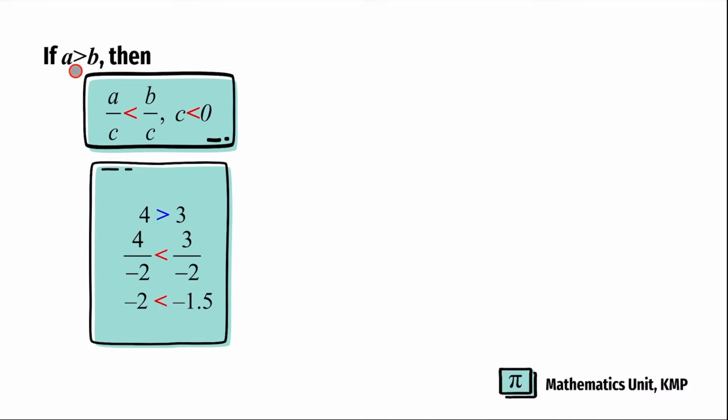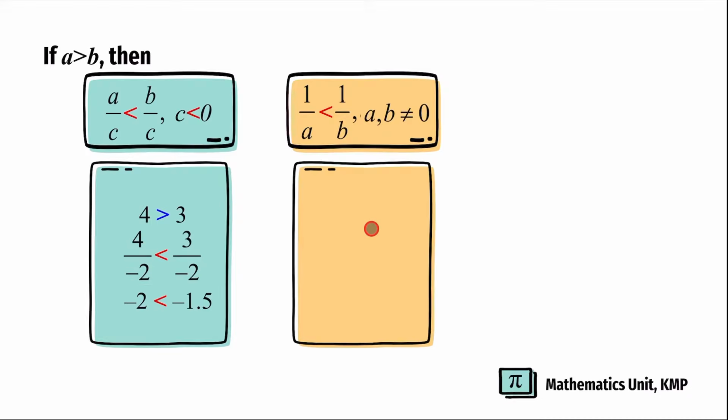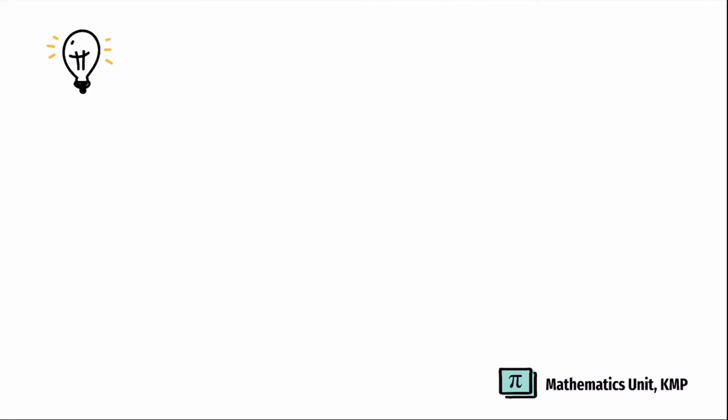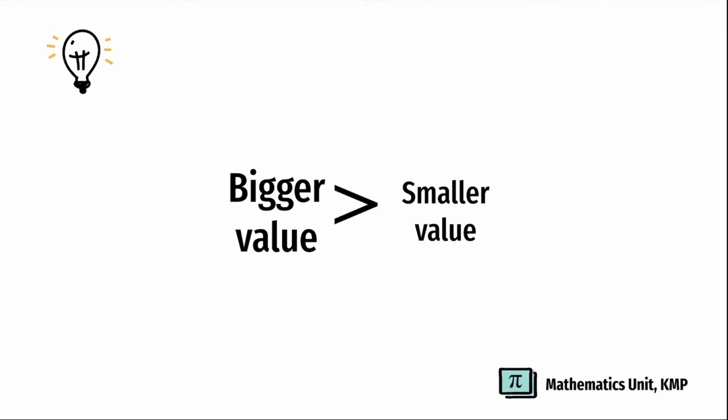If A is greater than B, then 1 over A is less than 1 over B, where A and B are not equal to 0. So if you have 4 greater than 3, 1 over 4 is less than 1 over 3. As the conclusion, if you have less than or equal to, the smaller value will always be on the left hand side and the bigger value will be on the right hand side. Vice versa if you have the symbol greater than or equal to.